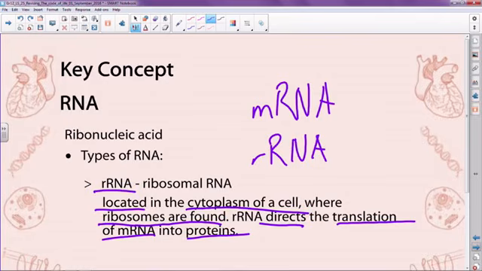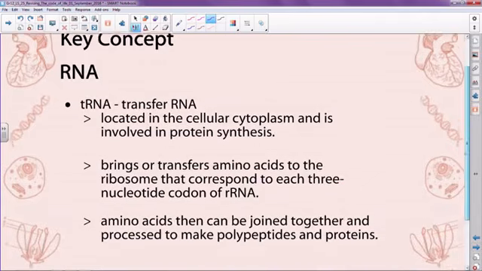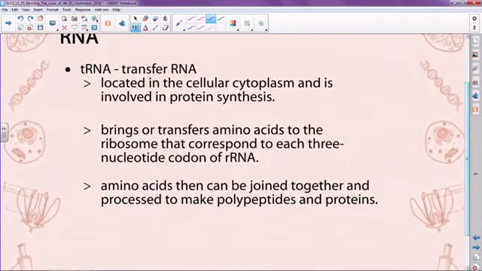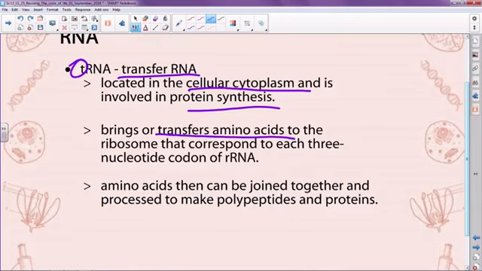And then I've got one more for you. Okay, one more if we can get there. There we go. One more, which is your tRNA. Okay, and it's called your transfer RNA. Make sure you remember it's a small t. tRNA, which is located in the cytoplasm as well, and is involved in protein synthesis. Okay, it brings and transfers amino acids to the ribosomes that correspond with each other. So certain ones go with certain things. Okay, and then it's very important to remember that each nucleotide has a codon of an RNA. Okay, so we'll talk about codons and anticodons in a few minutes.